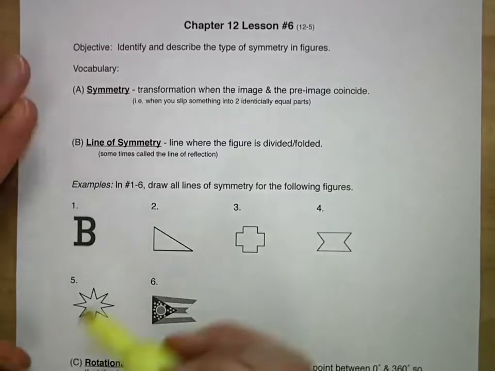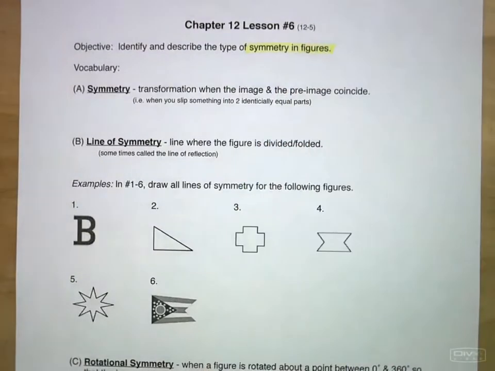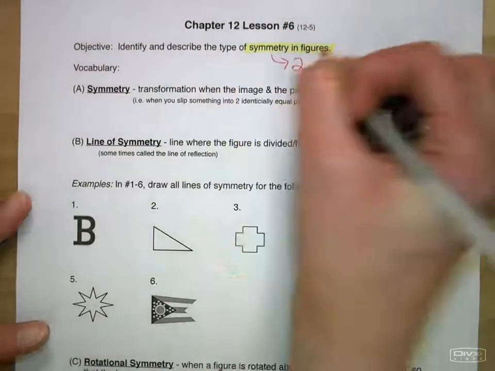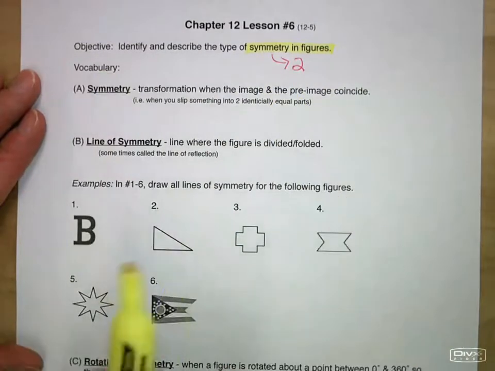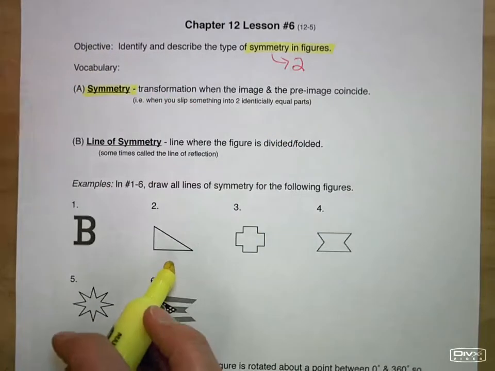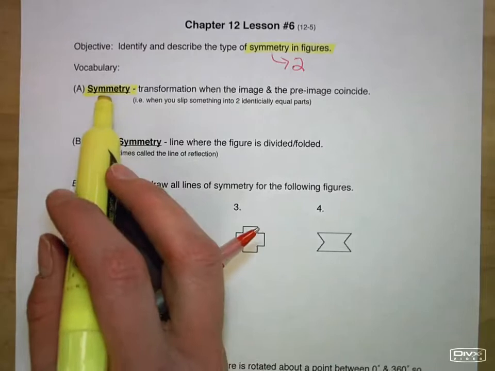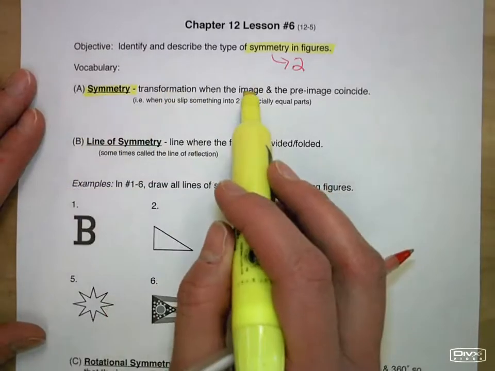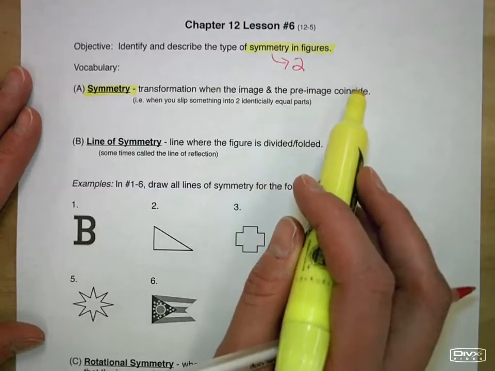Lesson 6. Lesson 6 is all about symmetry with figures. Now, there's actually two types of symmetry that are discussed in this lesson, okay? But symmetry is not really a term that's all that new to you, so it should not be that difficult of a lesson. You've seen or heard symmetry before, but the exact geometrical or mathematical definition is when you transform a figure so that the image and the pre-image coincide or line up.